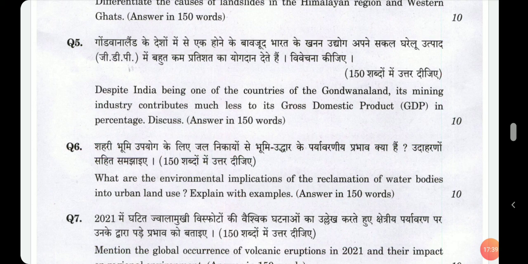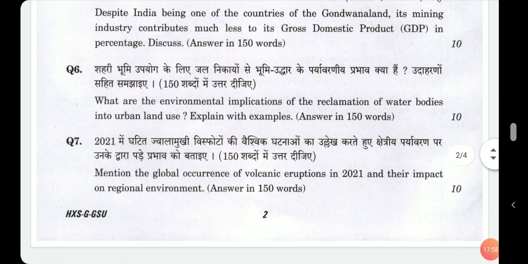The water bodies play an important part in sustaining the ecology. In this light, their conservation through wastewater treatment, non-encroachment, reduced anthropogenic stress, etc. is an imperative. Seventh question.